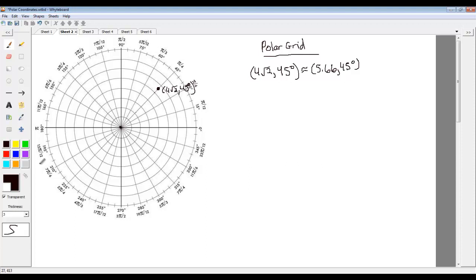All right, let's look at a couple more. Let's do 3, 315 degrees. I'll do them in different colors so you can see each one. Starting from the polar axis, go to 315 degrees. So you go around, here's the 315 degree mark. And 3 means you're going to count from the pole 1, 2, 3. So you end up right there. So there's your 3, 315 degrees.